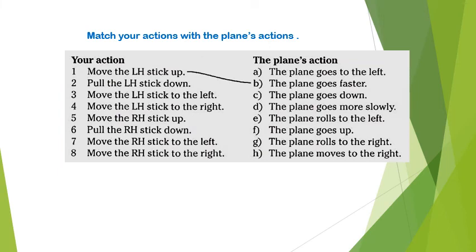So this is the activity for the function of each part of the joysticks of the remote control of the plane. Here we need to match the action with the plane's actions. First you are going to read your action and then move to the plane's action according to the reading part. So number 1 is answered. What happens if you move the left hand stick up? The plane goes faster.